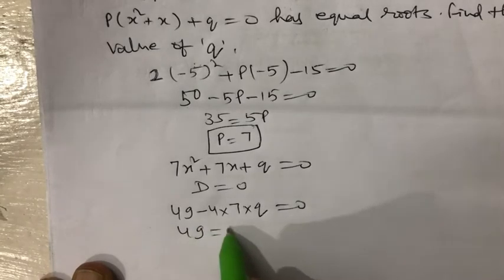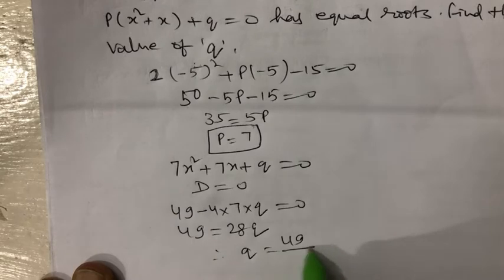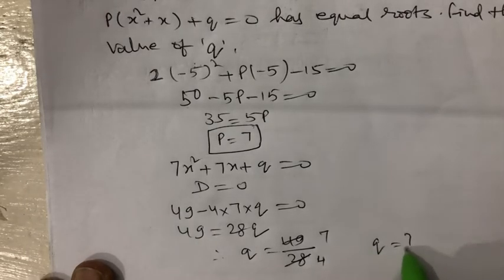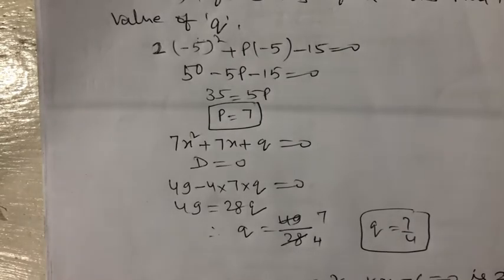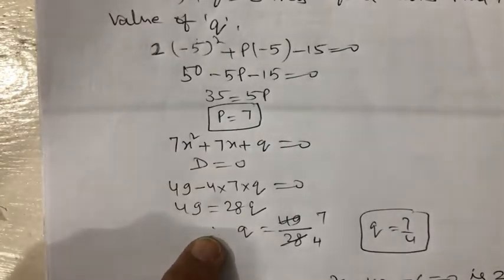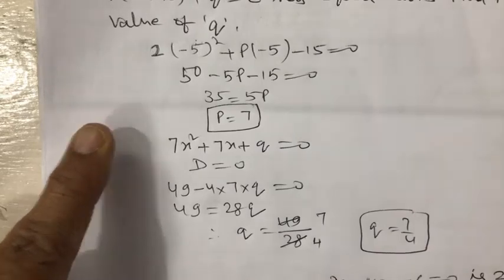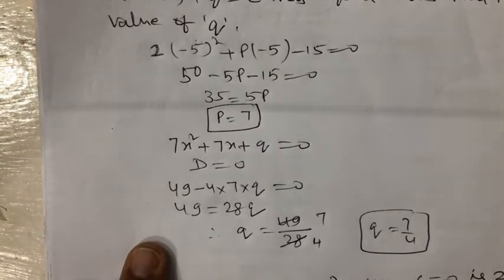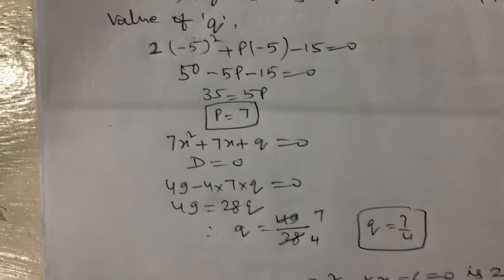49 equals 28q. Hence q equals 49 by 28. You can cancel out 7 4s and 7 7s. So when q equals 7 by 4, then only we'll have equal roots. So see, it's a double question. First question, one root is given, you have to calculate the unknown missing p, and using this p, roots are equal, then D equals 0, compare it and get the answer of q.